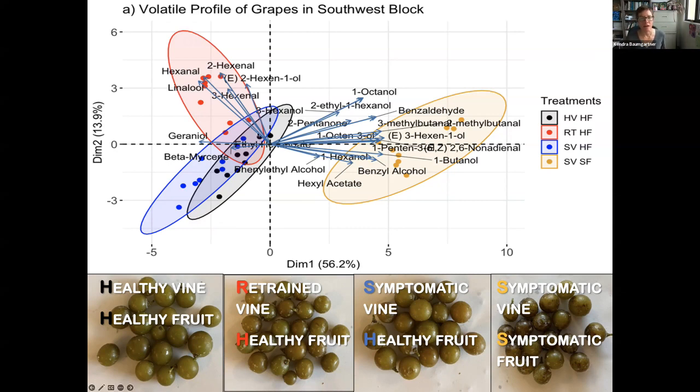But what was interesting for us is that even this red group here, these are our healthy fruit from our retrained vines, fortunately is near its friends, which is the healthy fruit from the healthy vines and also the healthy fruit from the symptomatic vines, but it's still a little bit different in its tannin makeup in its skins. And we think that that might be associated with the fact that even though the base of the vine is 20 years old, the canopy of the vine is only several years old and it's still quite young.